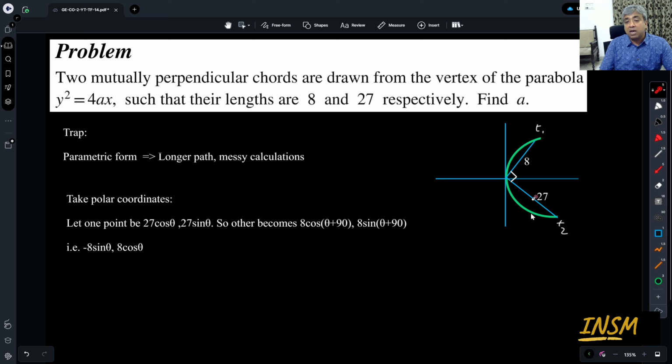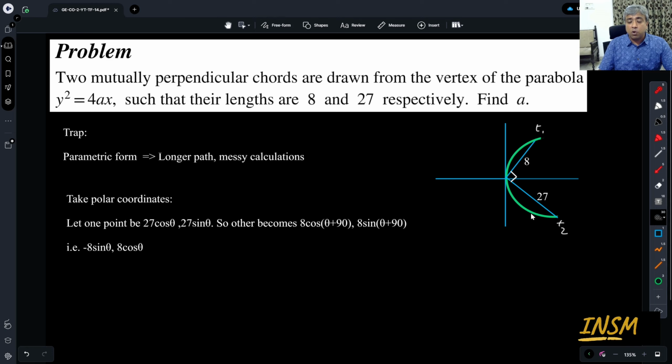Now the other point you get by rotating this chord by 90 degrees and changing its length. The length of the new chord is 8, so we put 8, and its angle is theta plus 90. If the angle of the first point is theta from the positive x-axis, the angle of the second point will be theta plus 90. So this point will be 8 cos(theta plus 90), 8 sin(theta plus 90), which will be minus 8 sin theta, 8 cos theta. We're just solving cos(90 plus theta) and sin(90 plus theta).